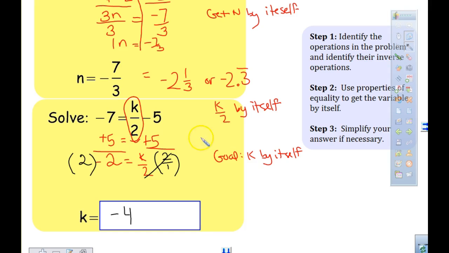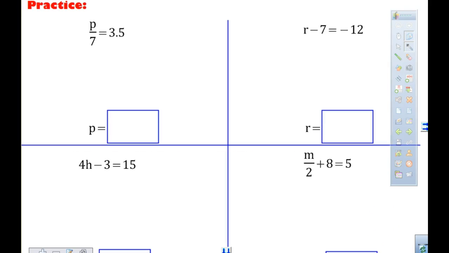If you don't show the inverse operations, you will not get credit for this assignment, and I will give you a redo and ask you to do it over, okay? So, as you are looking at these problems, the first 2 are 1 step, the second 2 are 2 steps. I would like you to try those. We are going to put those up.